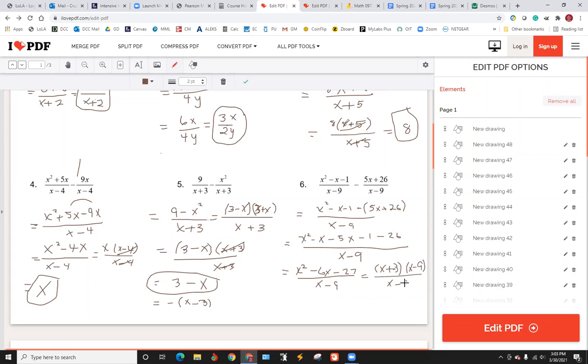So what does that factor out to? Well, the x minus 9 and the x minus 9 are gone. All we've got left is the x plus 3. Does that look good? Did I make any mistakes?